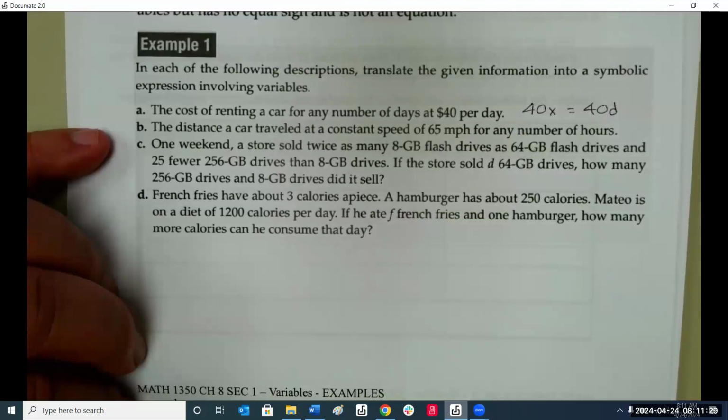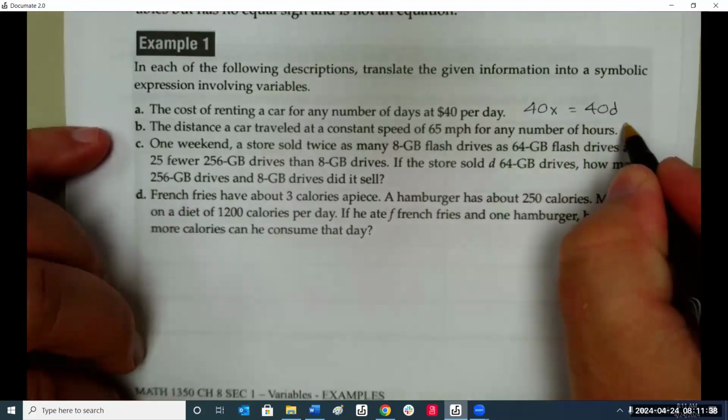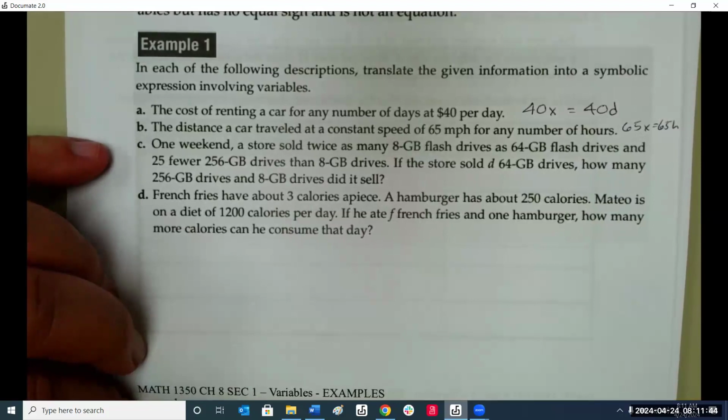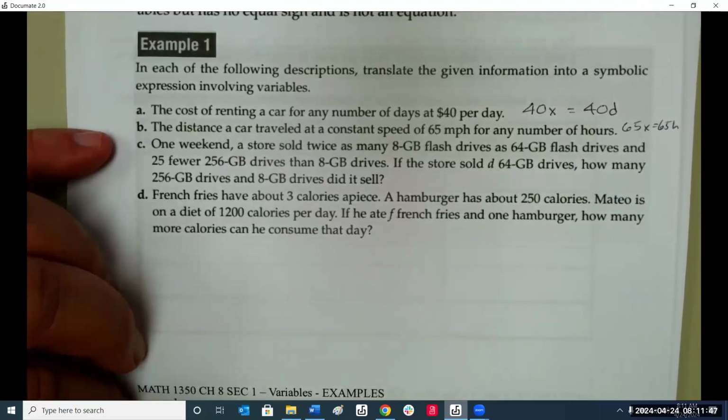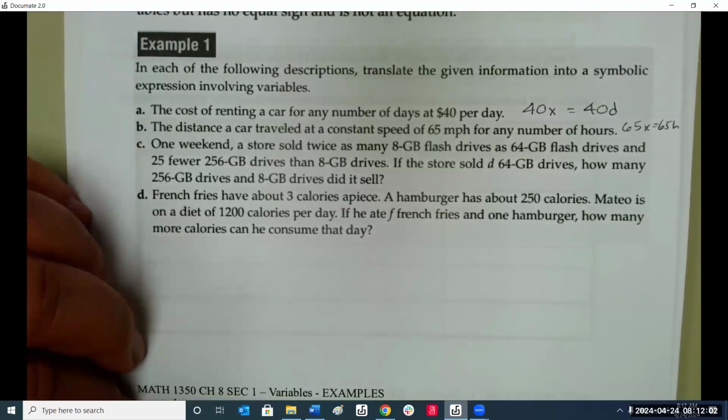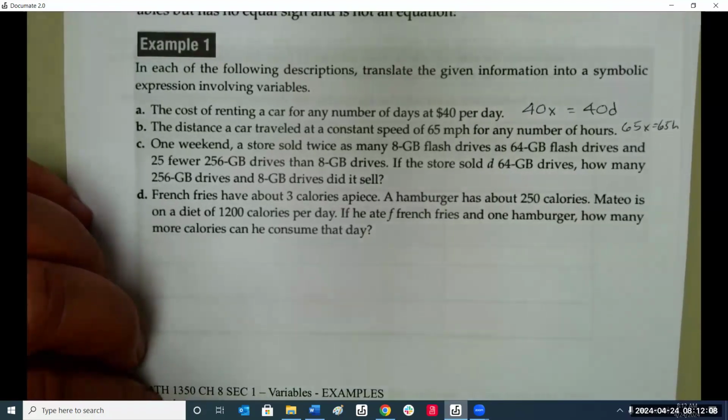Okay, how about the next one? The distance a car traveled at a constant speed of 65 miles an hour for any number of hours. 65x or 65h. Now, why would that give us a distance? Why would that equation there give us a distance? But she didn't tell me why the end result's going to be distance, miles. And here's part two of what people forget to do because we're not used to word problems. Yeah, you're absolutely correct. What you guys said is correct.